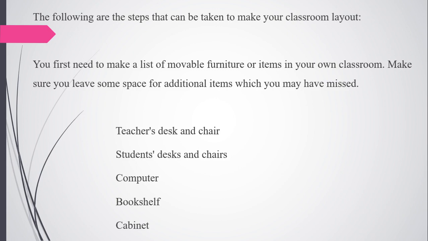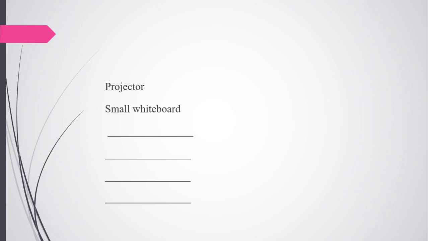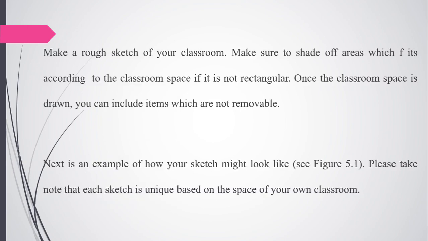Teacher's desk and chair, students' desks and chairs, computer, bookshelf and cabinet, projector, small whiteboard. Then make a rough sketch of your classroom. Make sure to shade off areas according to the classroom space, if it is not rectangular. Once the classroom space is drawn, you can include items which are not removable.